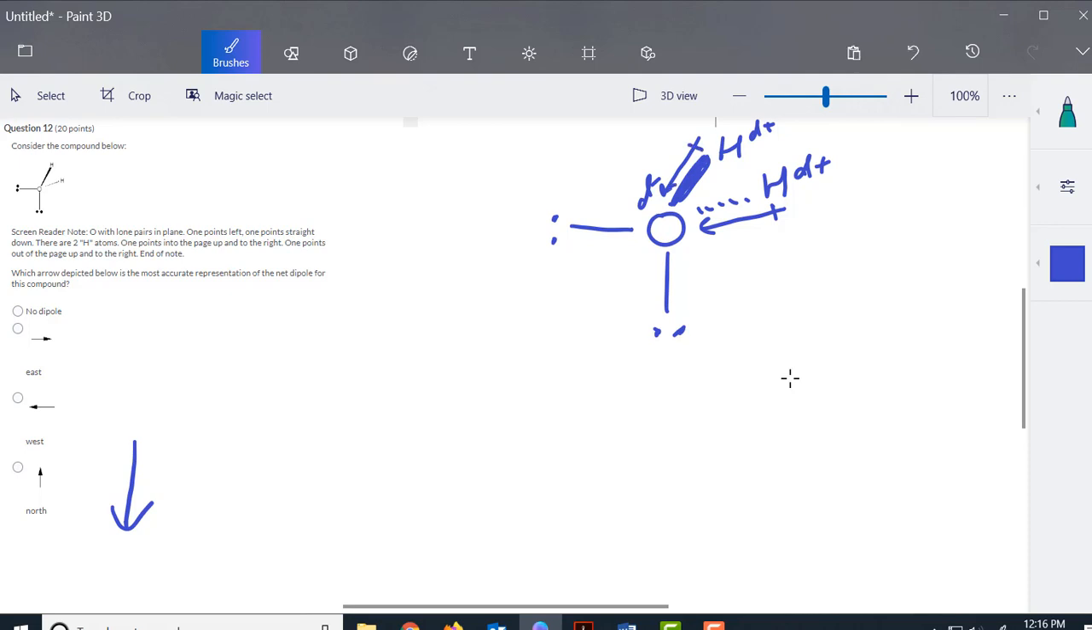Now the net dipole, or the sum of these two dipoles, will go directly in between them and in the same direction. So the dipole, when these two are added together, will look like this. And that direction there would be, let's see, southwest is the one you'd pick for that one there.